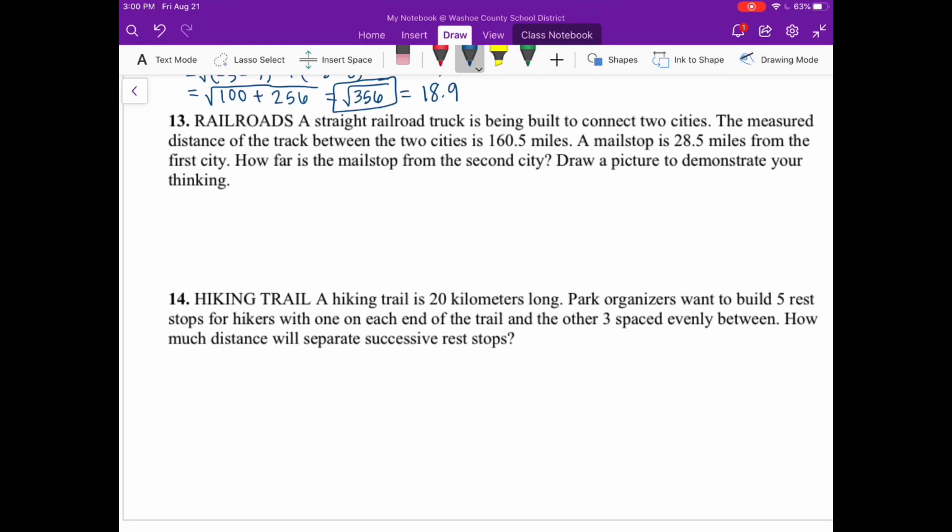We have some word problems, so let's look at number 13. A straight railroad track is being built to connect two cities. The measured distance of the track between two cities is 160.5 miles. A mail stop is 28.5 miles from the first city. How far is the mail stop from the second city? Draw a picture to demonstrate your thinking.